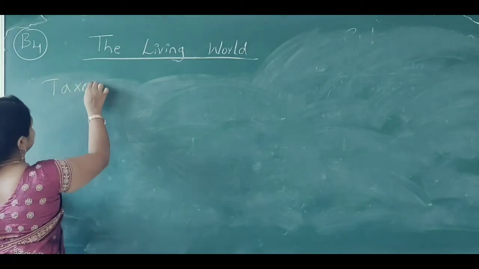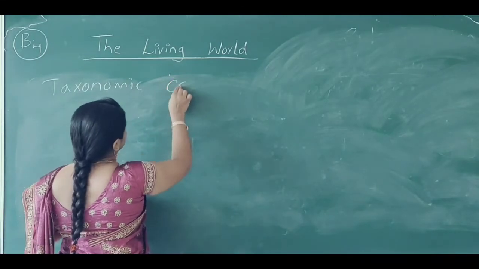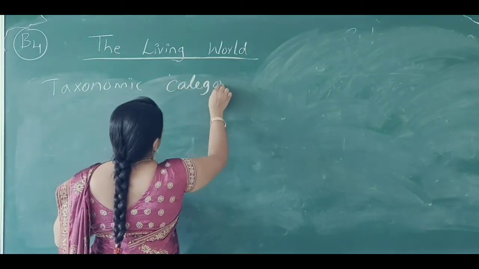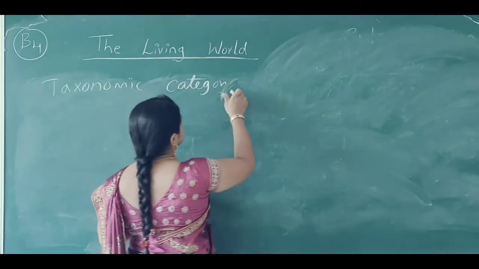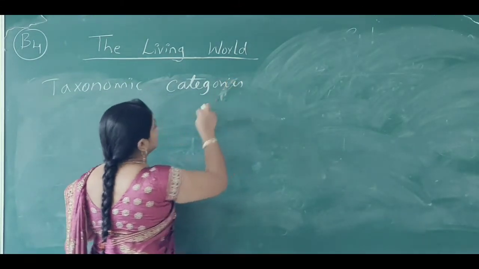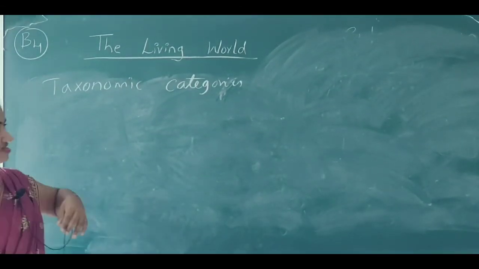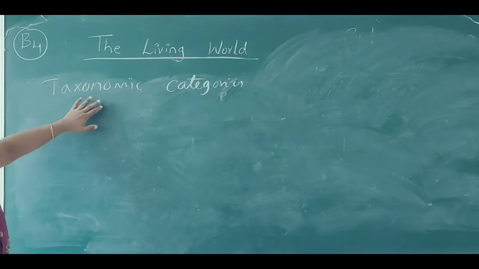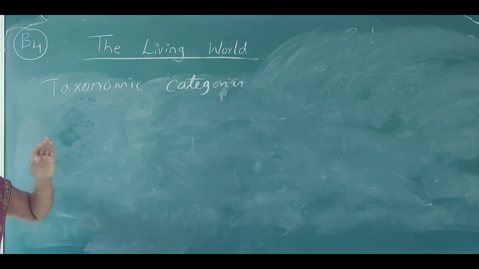So today's concept is taxonomical category. Categories. Taxonomical hierarchy. You can call it taxonomical hierarchy or category. So I'll write the hierarchy now consists of 7 units.